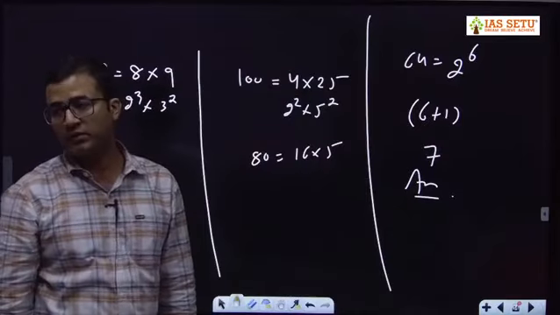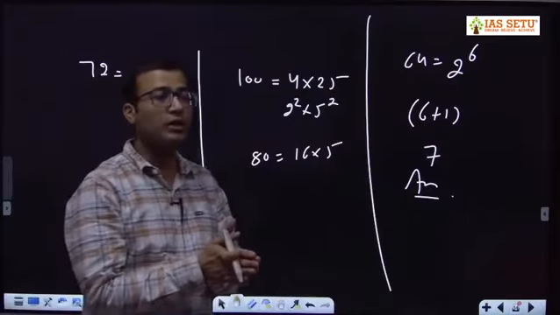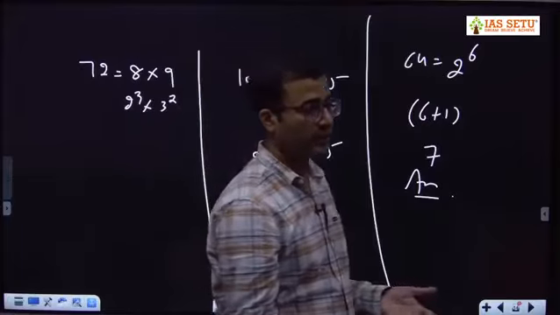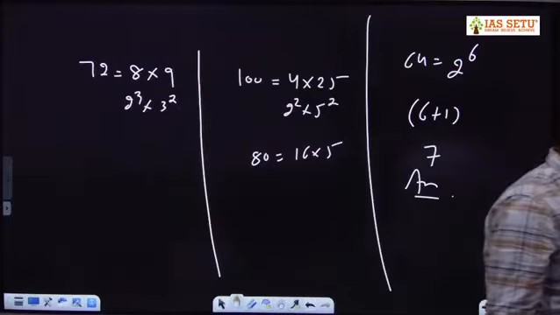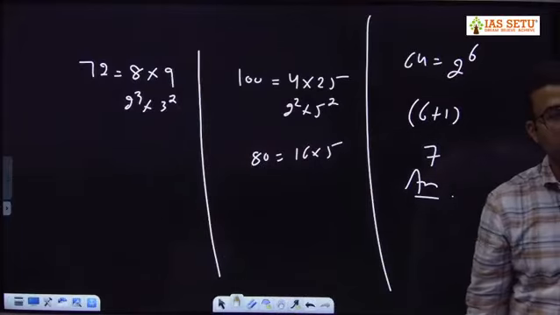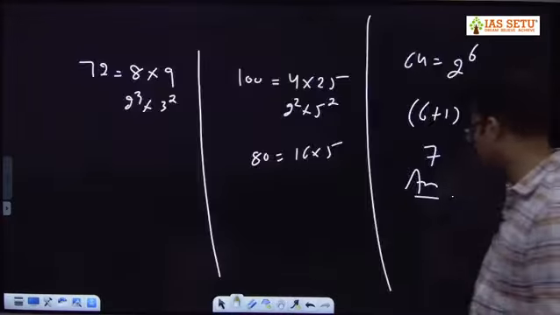64 is 2 is to power 6. सारे 2 को एक साथ लेना पड़ेगा. You can't take 2 cubes separately, 2 cubes separately. Is this clear? Number of factors. Any doubt? Try one more question. Then I take sum of factors. I will confirm.